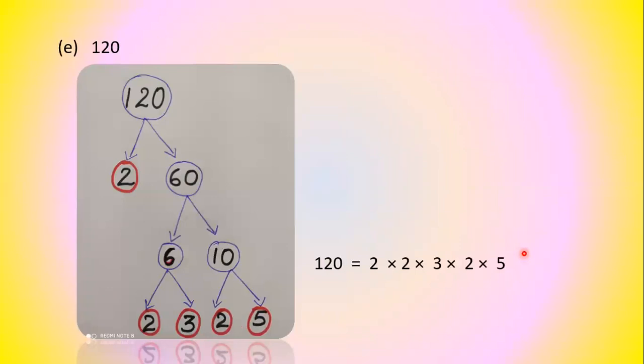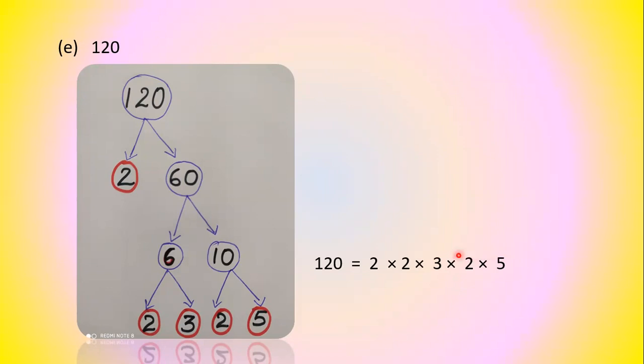The next question is 120. 120 we can write as a multiple of 2, 2 into 60. Or we can write as a multiple of 3, 3 into 40. Or as a multiple of 4, 4 into 30. As a multiple of 5, 5 into 24. Or we can write as a multiple of 10, 10 into 12. Any way you can take. I have taken it as 2 into 60.